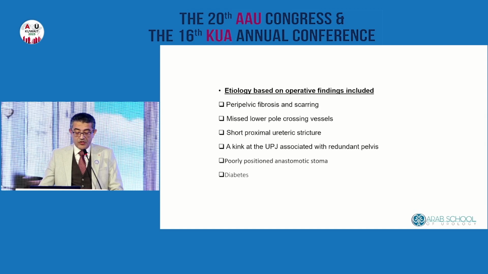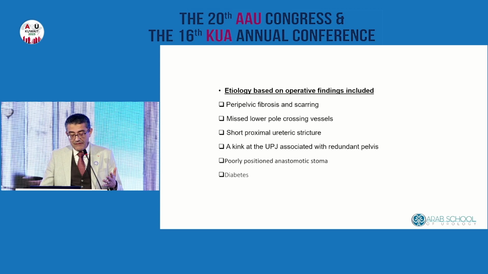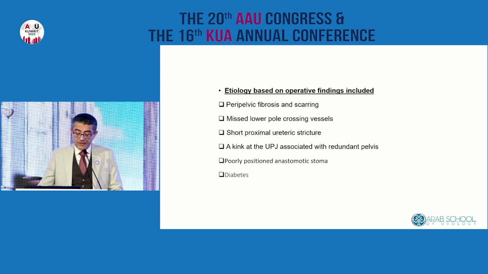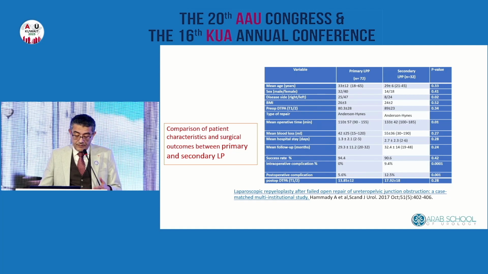So what's the etiology based on the operative findings of this secondary UPJ obstruction? Mostly it's pelvic fibrosis coming from the previous operation, a missed lower pole crossing vessel, and this is the advantage of using laparoscopy in this management, because the visibility is much better. Other causes are a short proximal ureteric stricture, a kink, the UPJ associated with a redundant pelvis, a poorly positioned anastomotic stoma, or diabetes sometimes.